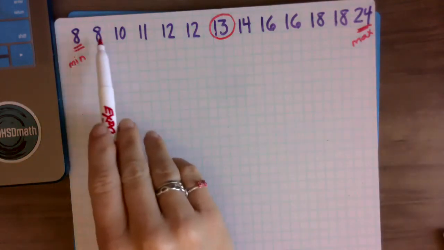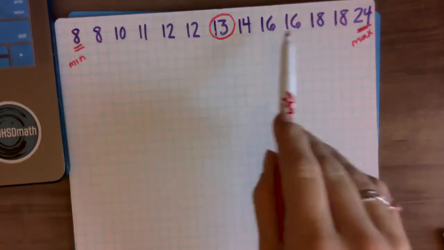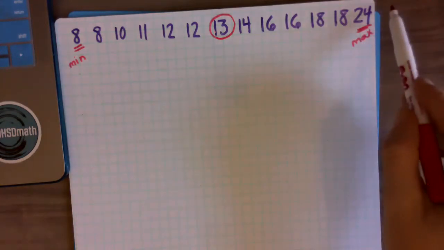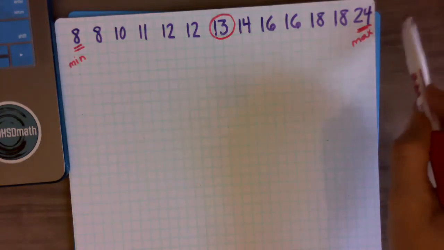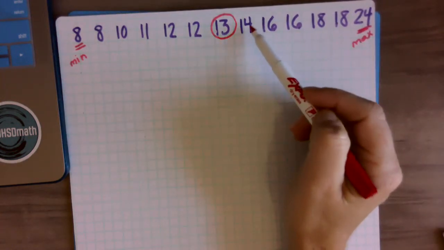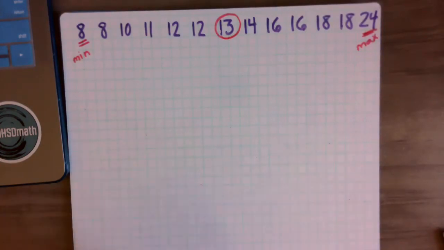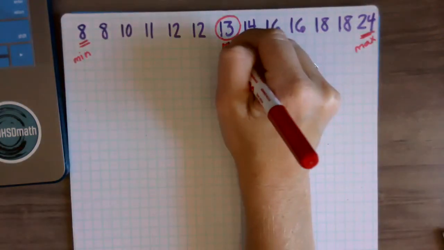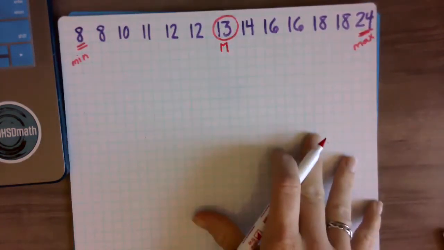It means that I have 1, 2, 3, 4, 5, 6 values on this side and 1, 2, 3, 4, 5, 6 values on that side. If I had a separate value here like 26, I'd actually have to average the middle two numbers. So you would go 7 in and then there would be 7 on the other side, so you'd have to average the two of them. But for this data set, 13 is our median.